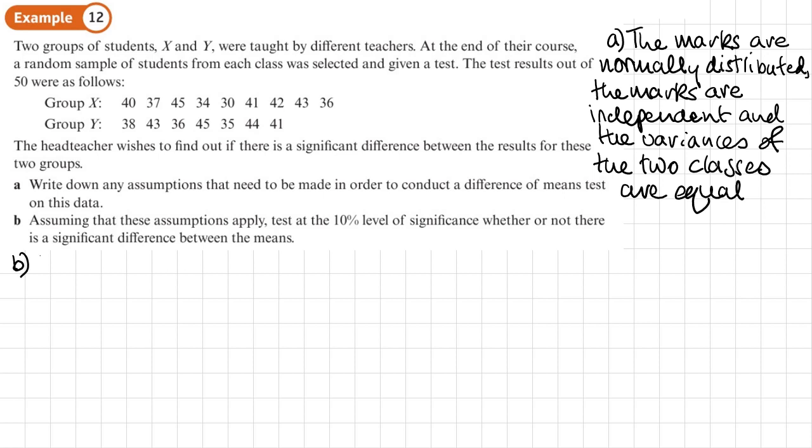So we start with H0 and H1. So it's groups X and Y, so we'll talk about mean X and mean Y. So we'll say that those means are equal, and then H1 will be that the means are not equal. So we're looking at a two-tailed test, and we're going to split this significance level to 5% two-tail. So we split the 10%, we're going to have 5% in each tail.